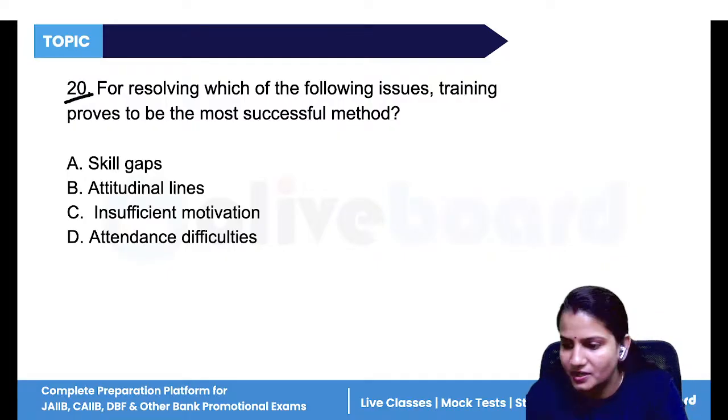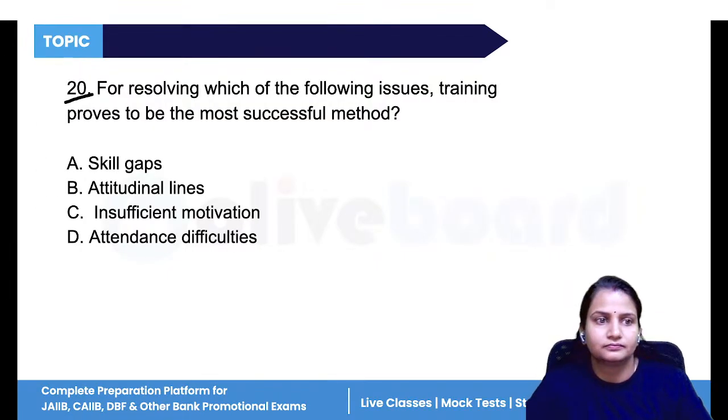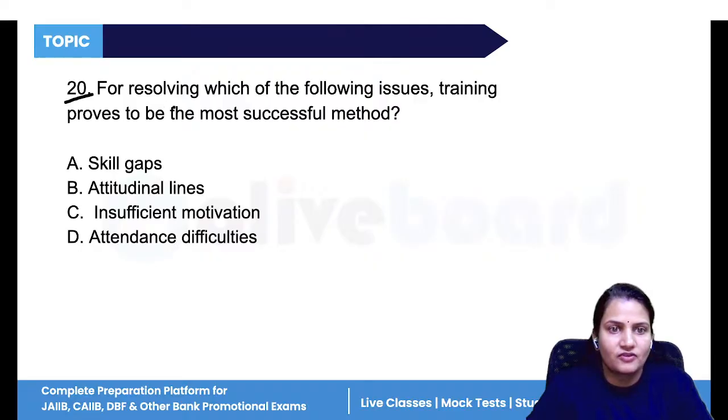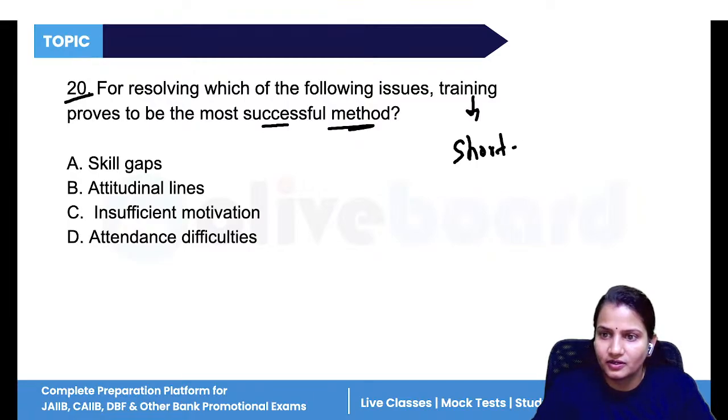Now, next question number 20. For resolving which of the following issues does training prove to be the most successful method? Now, why is training used? Training is for a short period of time, short term we can say. It is used for filling the gap. What type of gap? The skill gap.